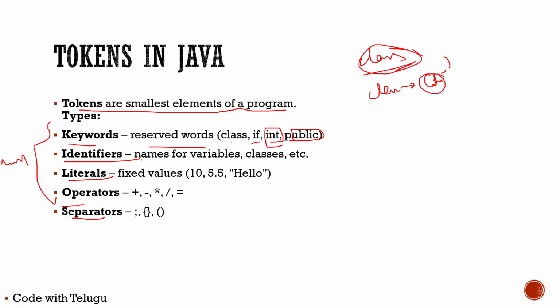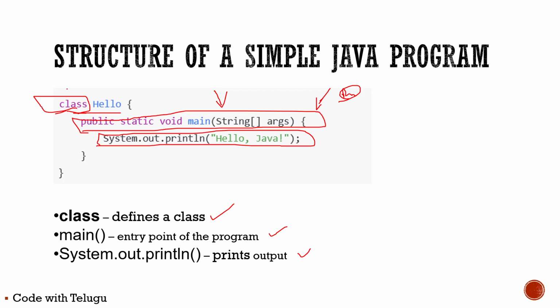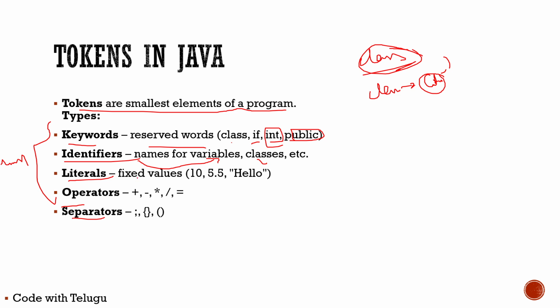Identifiers. Identifiers means names for variables and classes. These are the identifiers. Next one, literals. Literals means having fixed values. We know there are some data types: int, float, double. In int we can store only integer values. Float only float values, that means point values. Double also the same, floating decimal values. Literals means having fixed values. We cannot change these values. If we change them, data loss can occur.